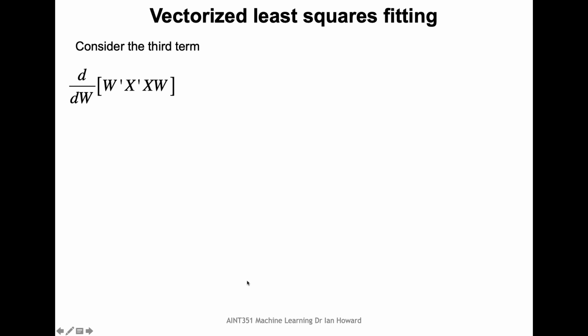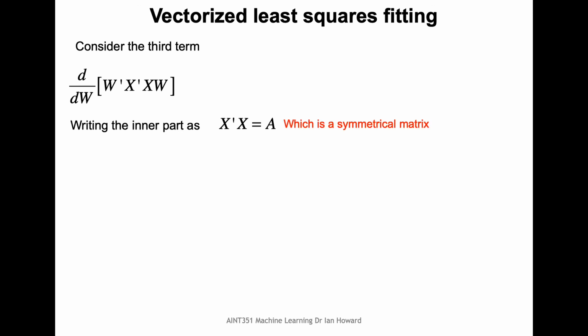Now we've got one more term to sort out, which is the quadratic term. We're going to look at the inner term, x transpose x, and write that as a matrix, because then we can write it in a form that lets us use the formulas we derived earlier. We notice, first of all, x transpose x is going to be a symmetrical matrix.